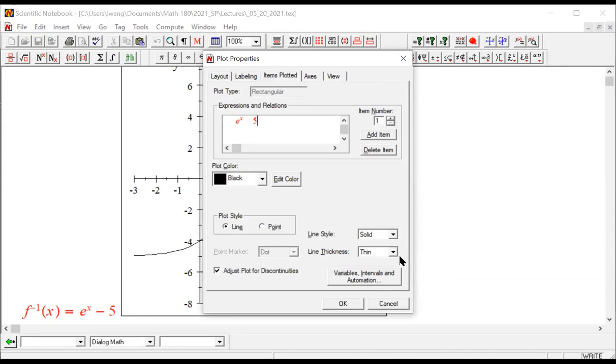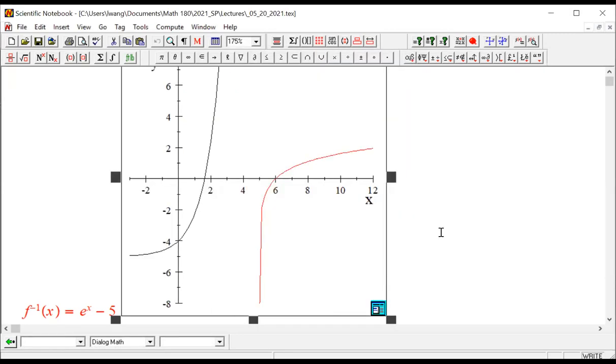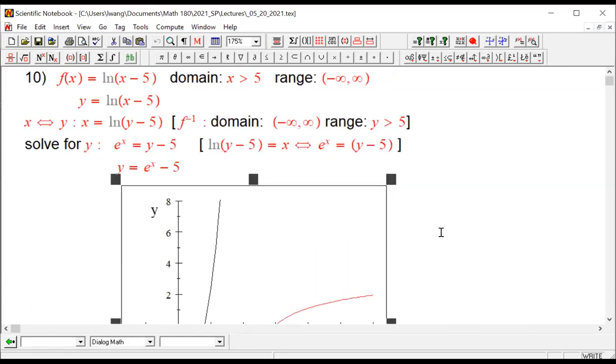And let's see. Okay, so let me make the view. So let's make 12. All right. Did I make a mistake somewhere? It should be +5, isn't it?